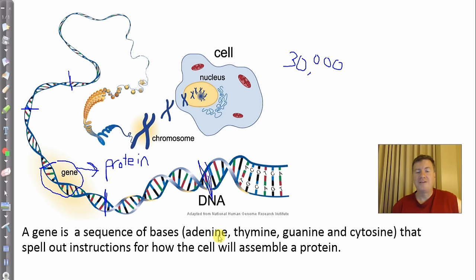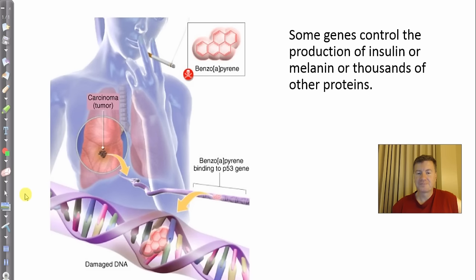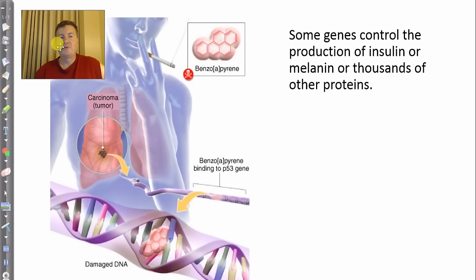If we look at these bases, adenine, thymine, guanine, cytosine, it's actually the sequence of these bases, the exact order of these bases, that spells out the directions to make a protein. And we'll deal with that a little bit more in the next video. But if we consider what genes really do, they control the production of proteins, and I gave you examples before of insulin and melanin. Here we're seeing a not so great example of what can happen.